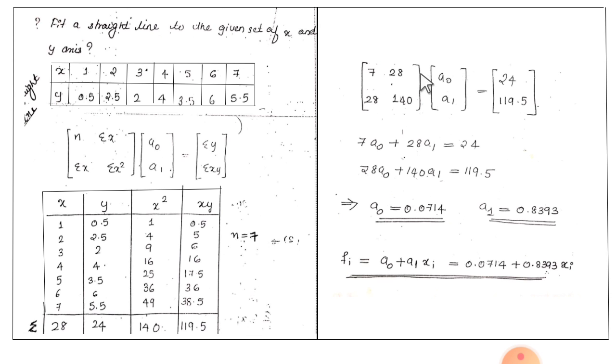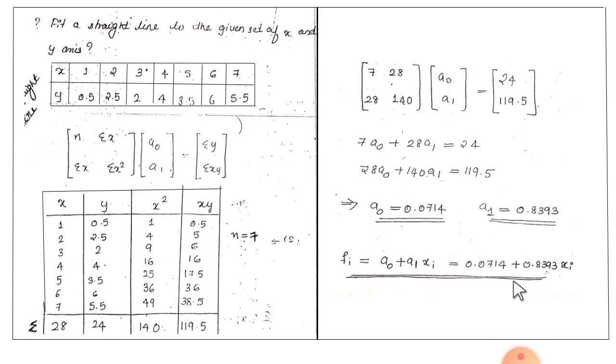So 7 a0 plus 28 a1 is equal to 24. Then 28 a0 plus 140 a1 equal to 119.5. Now you have to solve these two equations and you will obtain the value of a0 as 0.0714 and a1 as 0.8393. Now substitute the values of a0 and a1 in fi is equal to a0 plus a1xi. So this is the equation for a straight line.